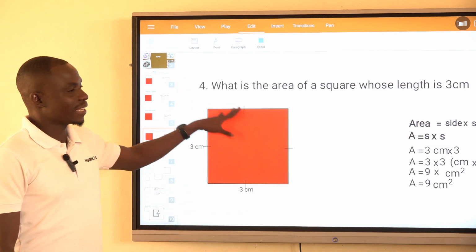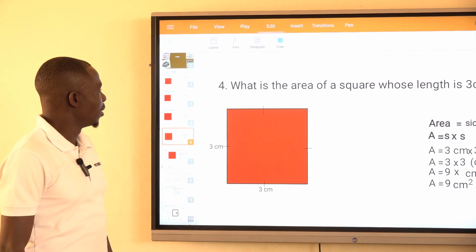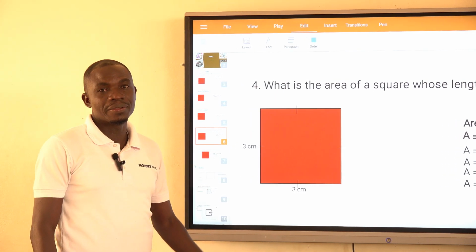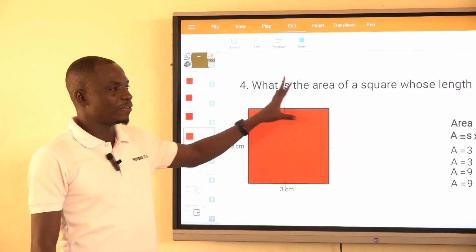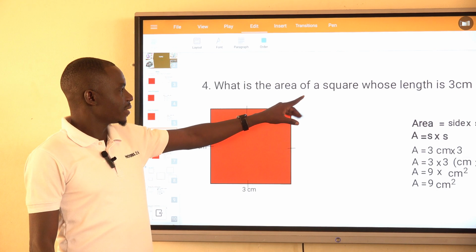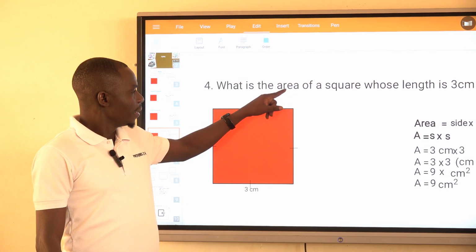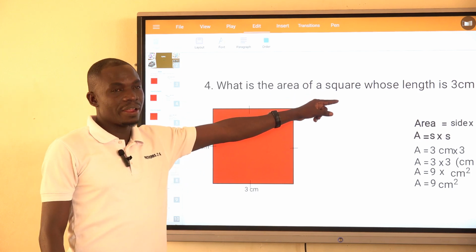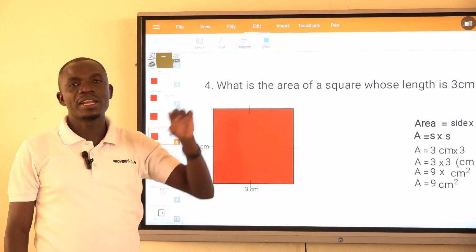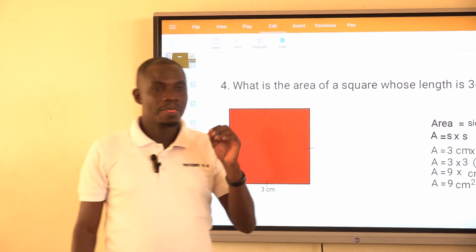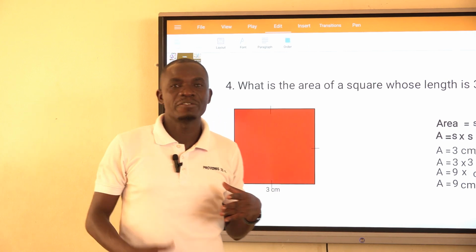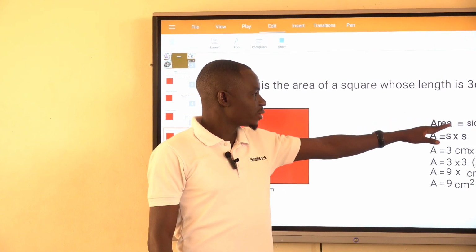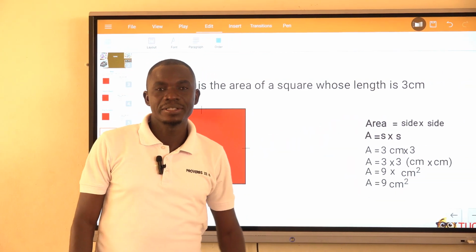Okay, let's proceed and look at our next example, which is number 4. The question says, what is the area of a square whose length is 3 centimeters? In most cases, when they give you a word question like that, or word application, the square is not drawn. But when you see the word square, you remember a square has all 4 sides equal. So, as we said previously, I know you remember the formula for the area of a square. Correct. Area of a square equals side times side.